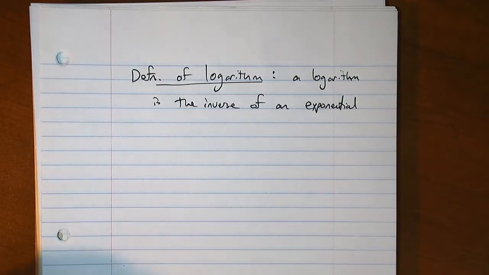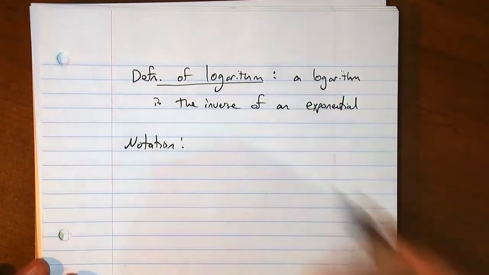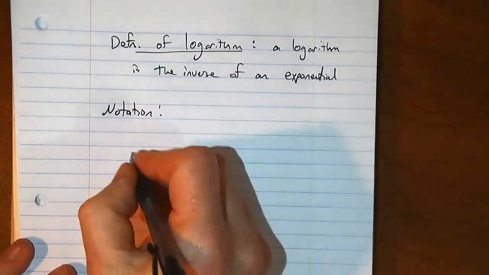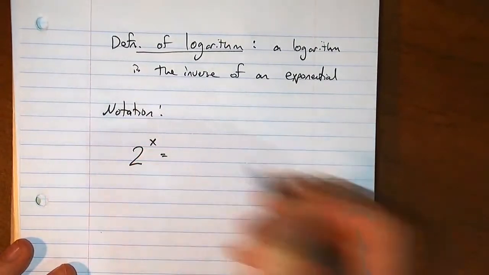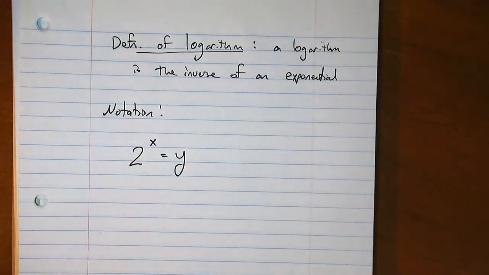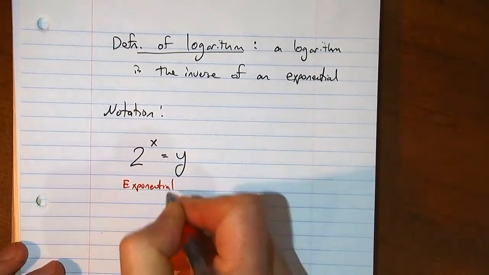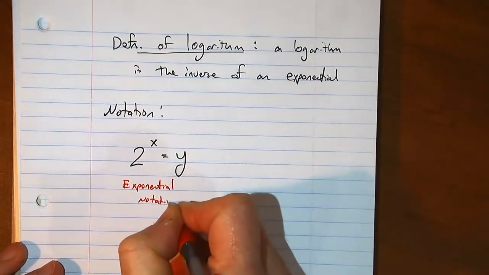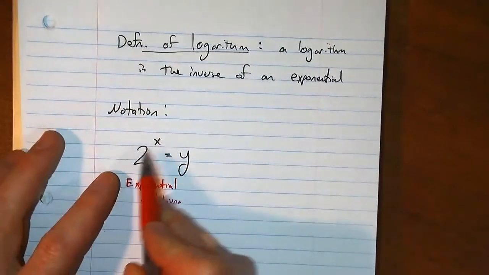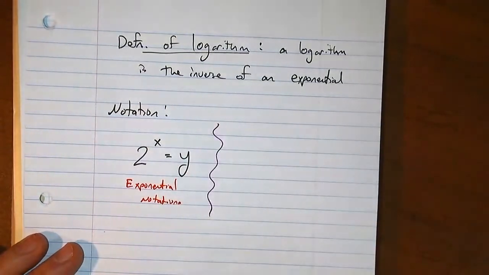Okay, so let's introduce the notation that goes with this, and we'll talk about how this works a little bit. Okay, so the notation. If I have an exponential expression, something like 2 raised to the x equals, for right now, I'm just going to put in a variable, equals y. Okay, and we'll deal with numbers here in just a second. But if I have something like 2 to the x equals y, this is exponential notation. And the reason why we call it exponential notation is because there's an exponential expression.